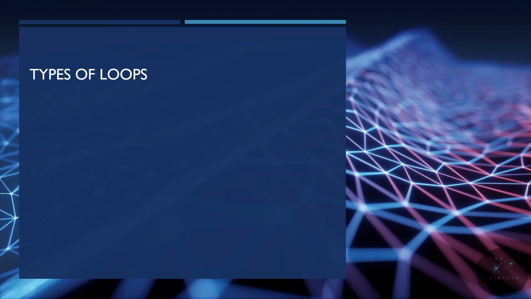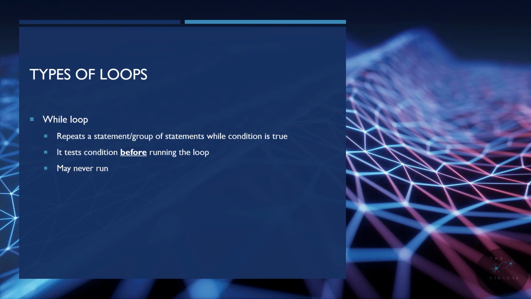So let's start by exploring the various types of loops. The first one we've already kind of seen, and that is the while loop. The while loop repeats a statement or group of statements while the condition is true. The key thing to know about a while loop is it tests the condition before running the loop, which means that if the condition is not true, the loop may never run, or if the loop's already running, it will break out of the loop and go on to the rest of the code.